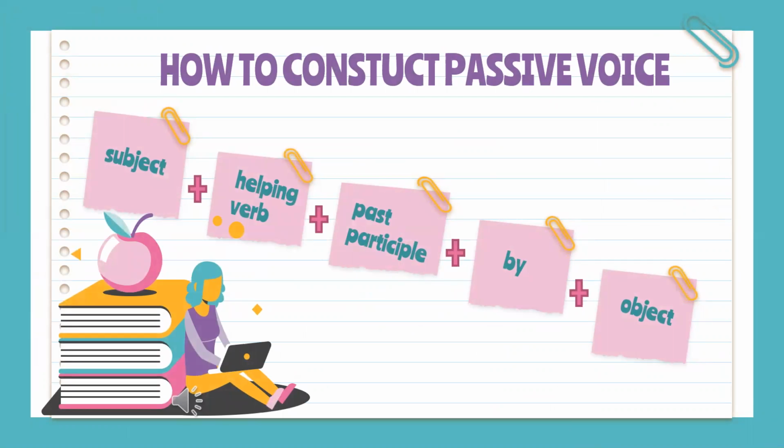To help you construct a sentence in a passive voice, the following pattern will help you. First, the subject, plus helping verb, plus past participle, plus the word by, plus object.